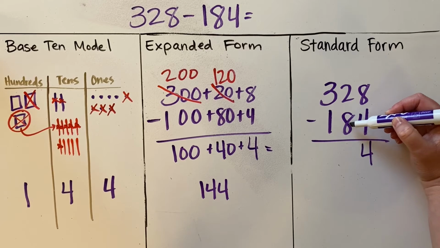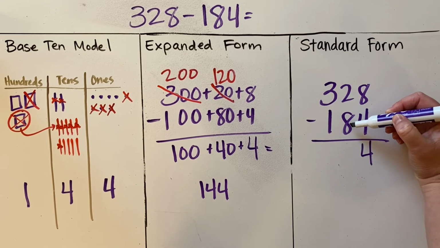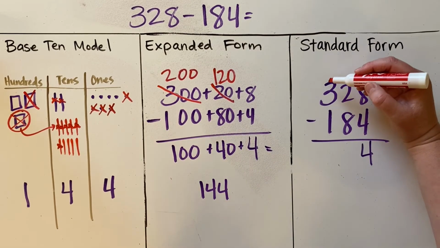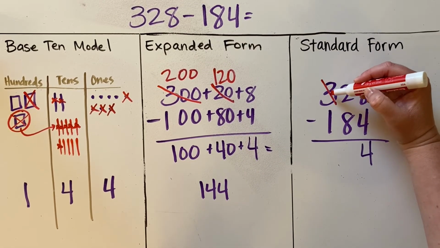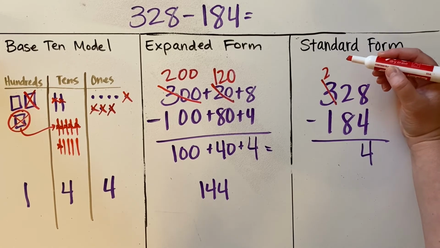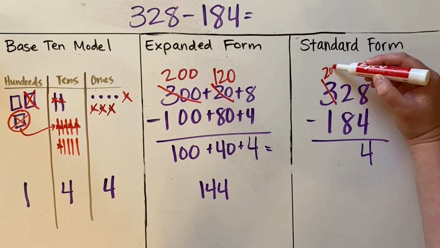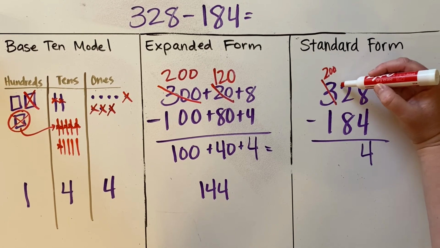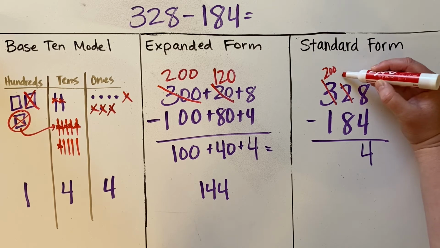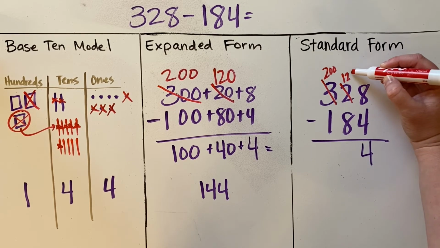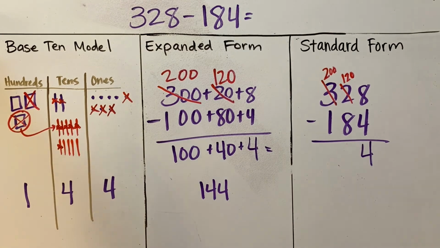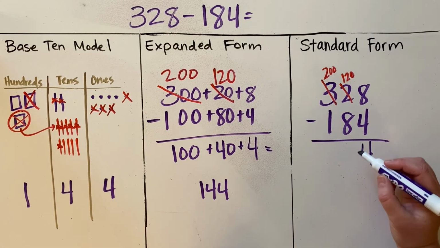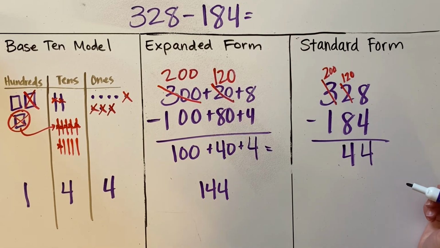In standard form, 8 minus 4 is 4. 20 minus 80, we run into a problem when I can't take away 8 from 2, and so I need to decompose 100, and so rather than 300s, I only have 200s here. Then over here, instead of there being 2 tens, I'm now adding that 100, so now it is 12 tens, or 120. So 120 minus 80 is 40, or 4, right?